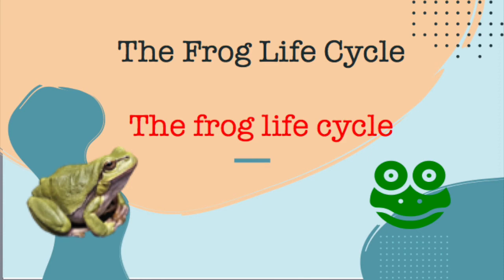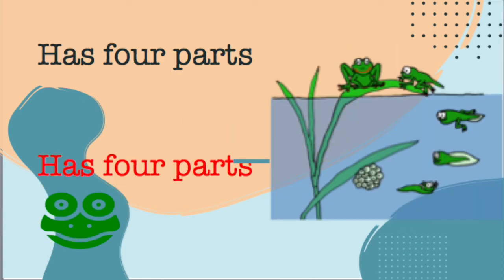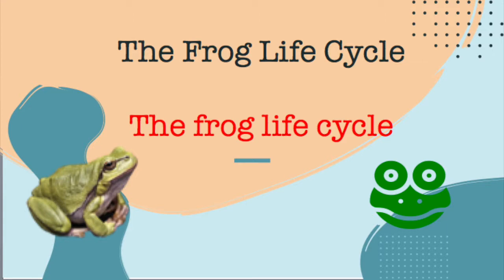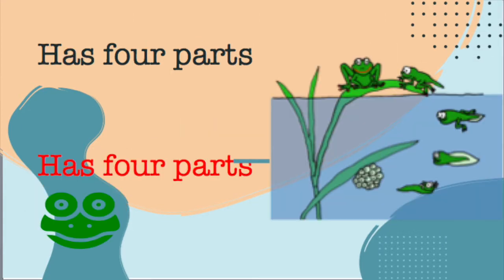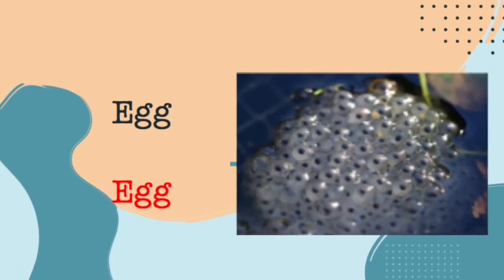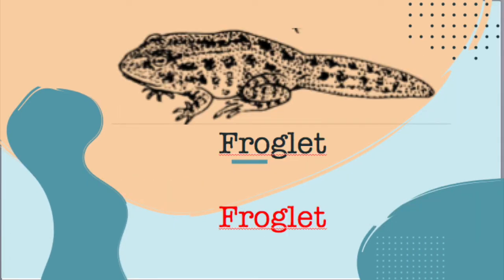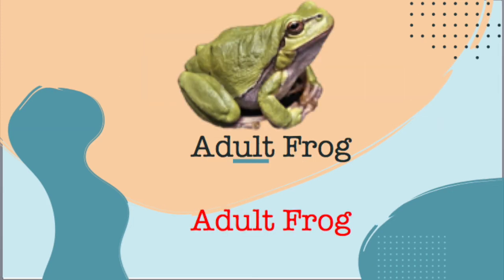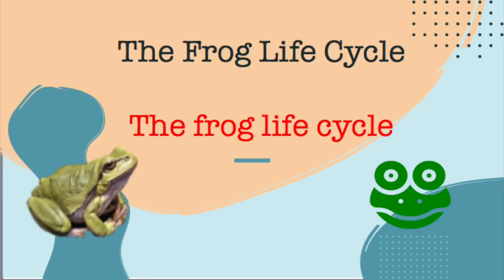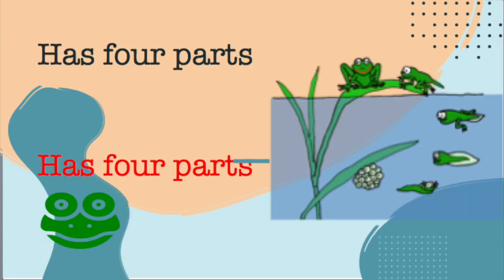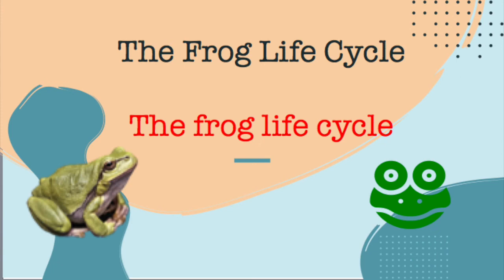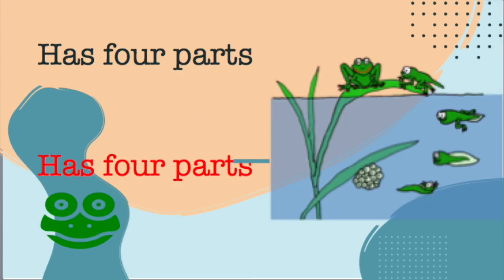The frog life cycle has four parts. Has four parts. I said the frog life cycle. The frog life cycle has four parts. Has four parts. Nice. Egg, egg, tadpole, sad for Froglet. Froglet, I don't frog. I don't frog. I said the frog life cycle, the frog life cycle has four parts. Has four parts. I said the frog life cycle, the frog life cycle has four parts.